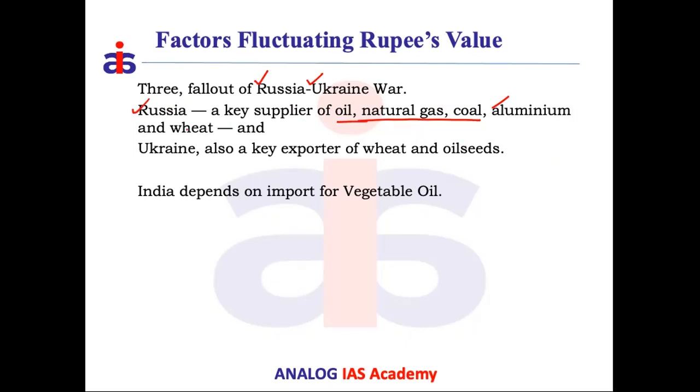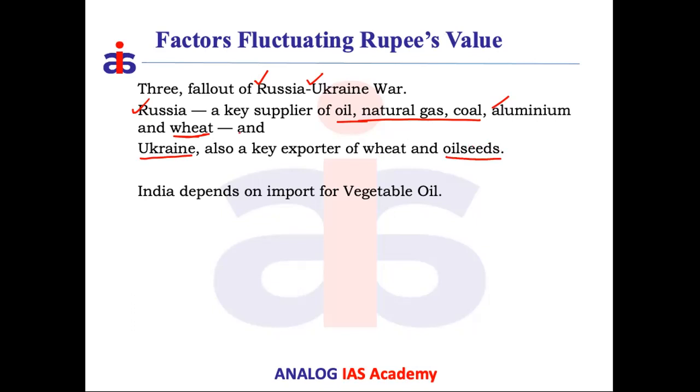Another thing: in India, wheat is produced in enough quantities, so we are not dependent on wheat imports from Russia. So with respect to Russia, this is okay. With respect to Ukraine, it is a key exporter of wheat and oil seeds. Wheat anyway we are not importing, we produce enough in India itself. But oil seeds means vegetable oils. With respect to vegetable oils, we are very much dependent on other countries.